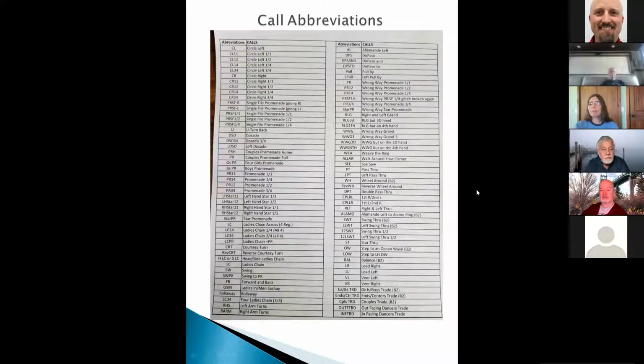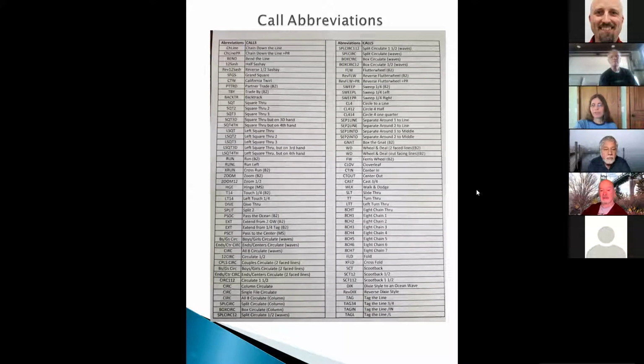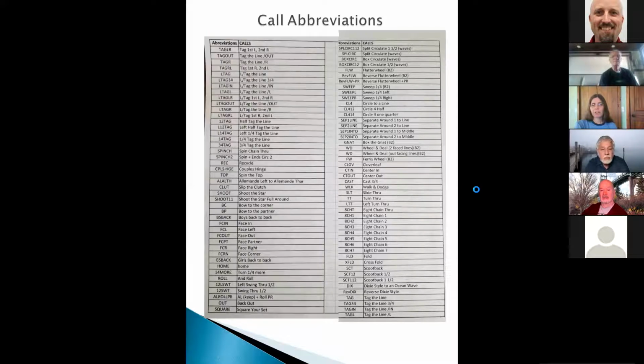And then at the beginning, for those of you that joined us a little bit later, I talked about all the abbreviations. This happened to be all the abbreviations from the CALLERLAB program. And so when I write my choreography, I use all of these shortcuts. This is all the mainstream abbreviations for all the calls.